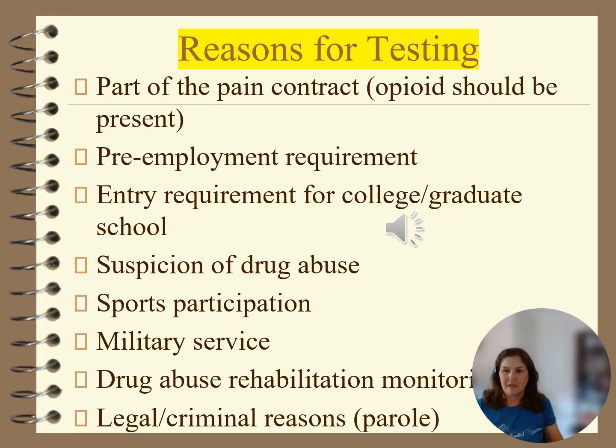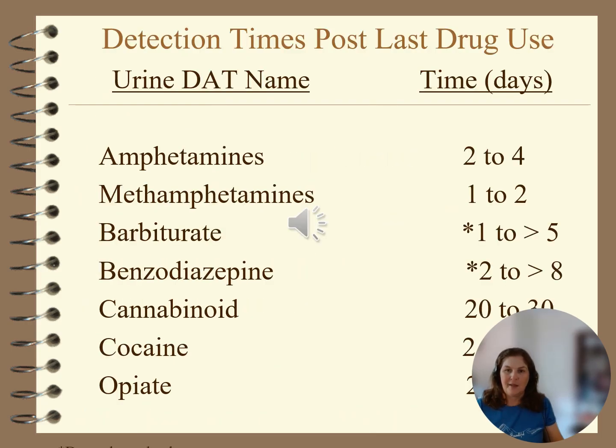Okay, here are your reasons for testing. So part of the pain contract, the opioid should be present, pre-employment, entry requirements, suspicion of drug abuse, sports participation, etc. And then here is the amount of detection past last drug use. Okay, these are the days. Look at the cannabinoid, right? The 20 to 30. Cocaine, 20 to similar, and opioids as well. So the key really is the DAT, the drug of abuse testing.